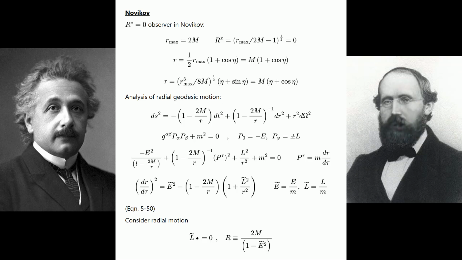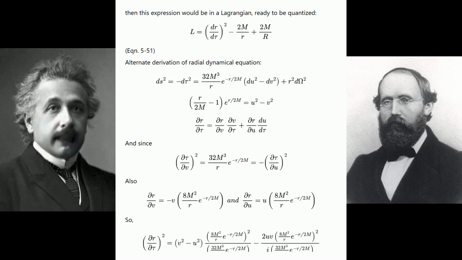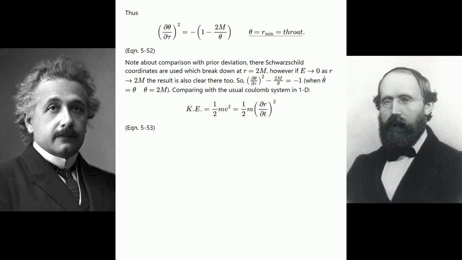See equation 5-50. Consider radial motion. See the group of equations shown. Then this expression would be in a Lagrangian, ready to be quantized. See equation 5-51. Alternate derivation of radial dynamical equation. See the equations. And since, see the next equation. Also, see the equation. So, see the group of equations shown. Thus, see equation 5-52.